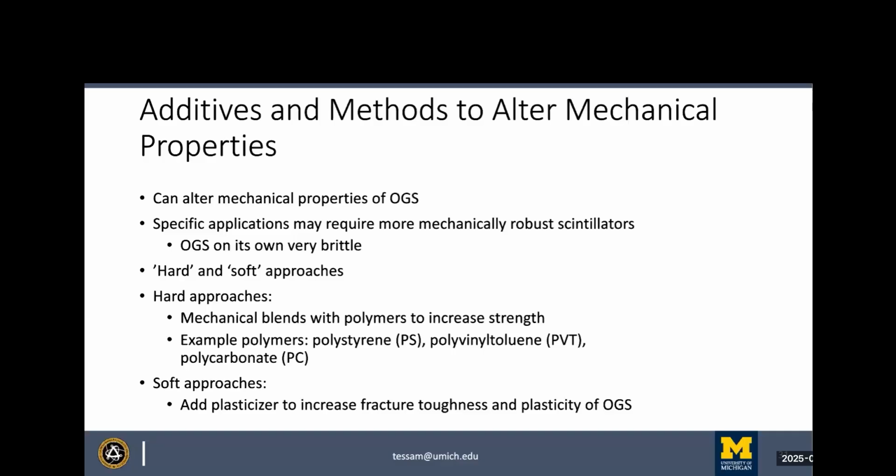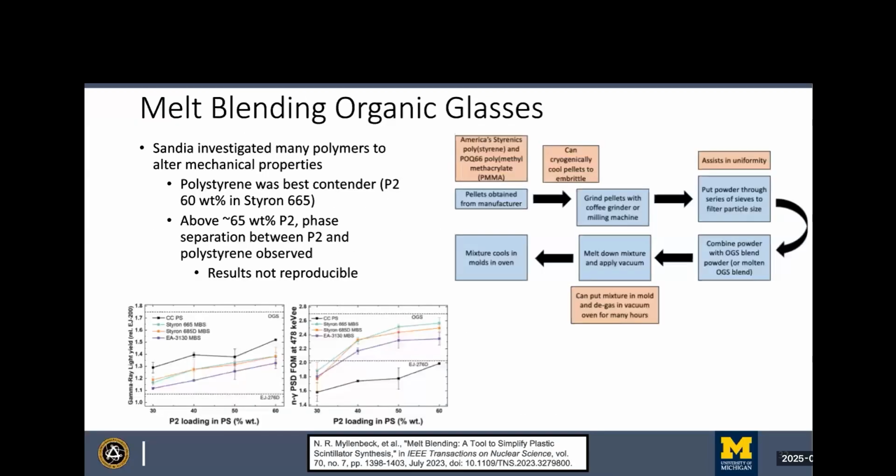We have hard and soft approaches to altering the mechanical properties. The hard approach would be just melt blending with polymers to increase the strength. Specifically, these would be polystyrene, polyvinyl toluene, and/or polycarbonate, which give different results. There is also a soft approach of adding a plasticizer to increase the fracture toughness and plasticity of OGS.